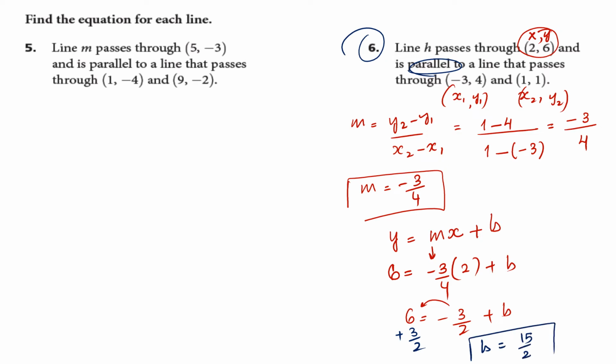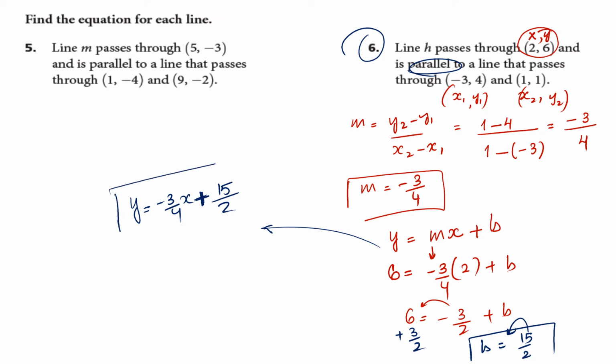If the answer is in fraction, keep it in the fraction. Now write the equation of the line by replacing m by negative 3 by 4 and b by 15 by 2. There is no sign before the b, so definitely you will have to write a plus sign.